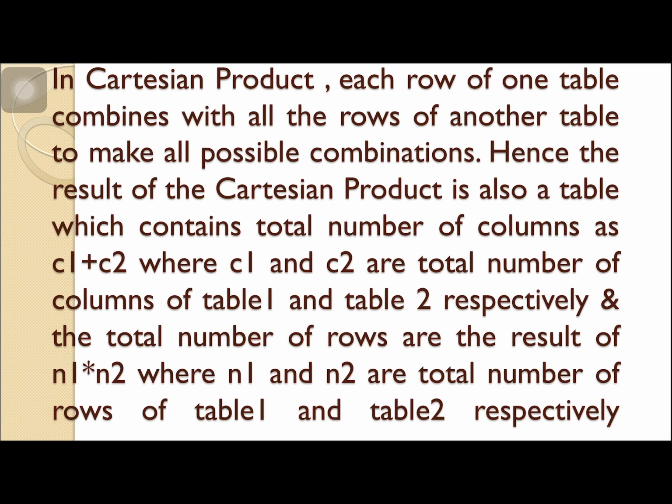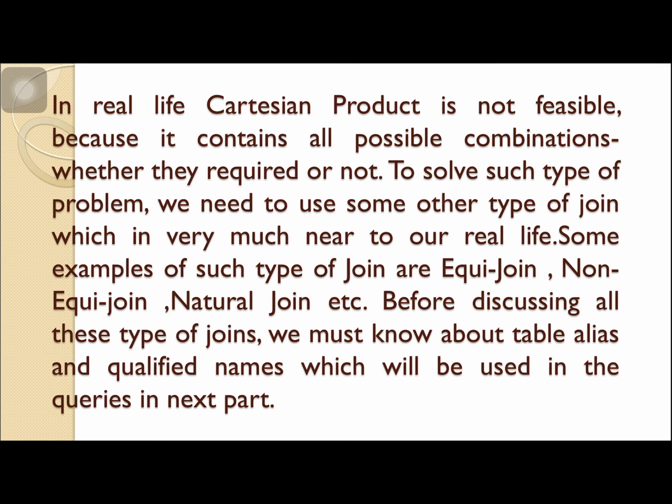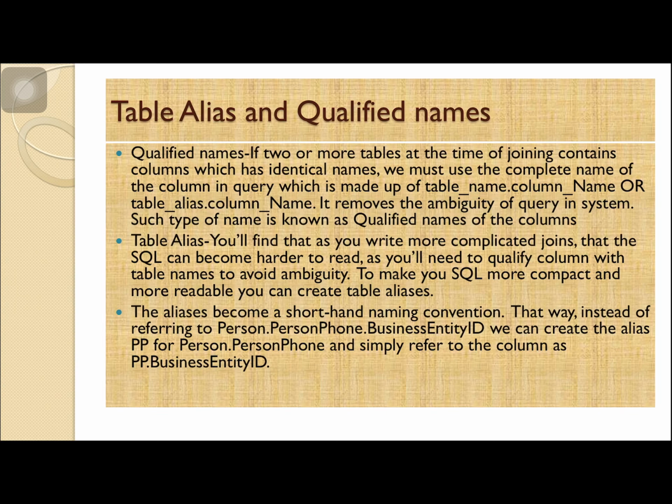Okay, I have already explained all this. How can we calculate the total number of rows and total number of columns in the Cartesian product? But in real life, Cartesian product is not feasible because it contains all the possible combinations, whether it is required or not. To solve this type of problem, we need some other type of join which is very much near to our real life. So we will use equijoin, non-equijoin or natural join. Equijoin and natural join both are in your syllabus.